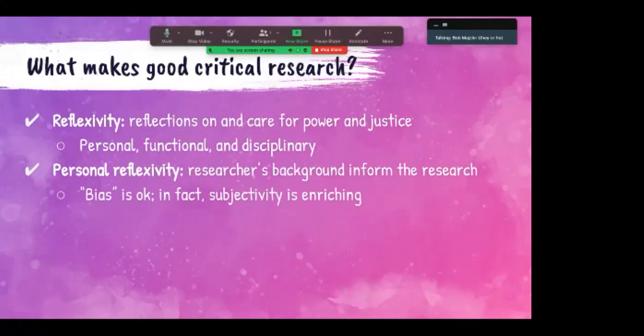And bias is okay. We don't think of it as bias. We think of it as subjectivity, and subjectivity is enriching. And we're going to look at that more as we go on in the next couple of readings. And it was touched upon in the readings today that those who face oppression, experiencing oppression and facing it, that's a bias, or that's a subjectivity.